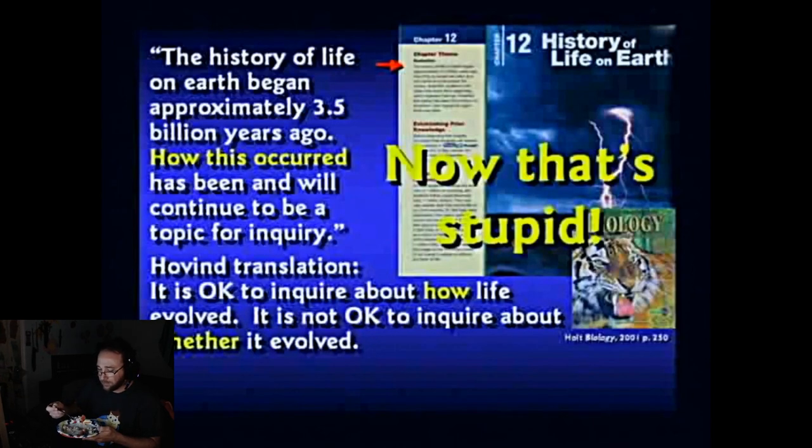That's stupid. Is this education or indoctrination? Hey, kids, we know life evolved. Now, you got to try to figure out how it happened. How about if we even question, did it evolve? Oh, no, you can't question that. You cannot question that. We know it evolved. Now just figure out how it happened. That's not education. That's indoctrination.